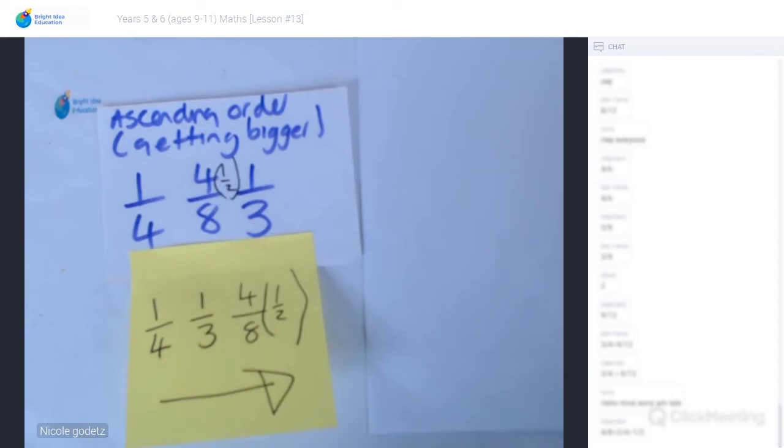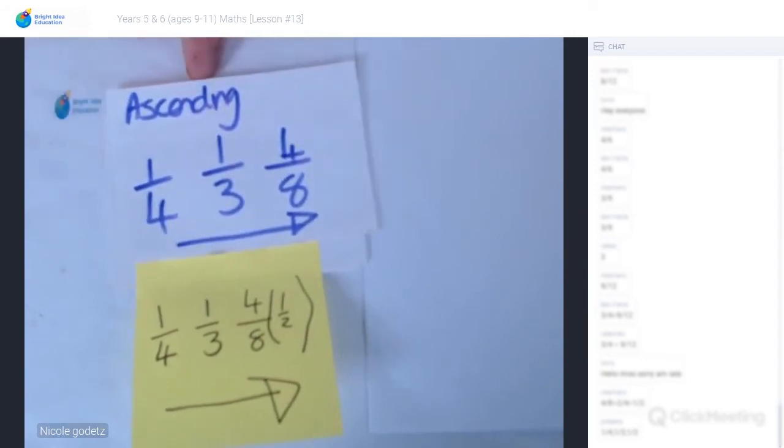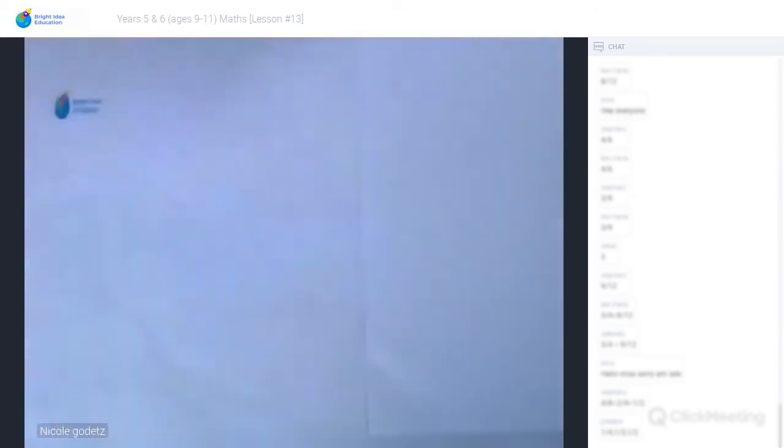Well, a quarter is the pie shared by 4. A third is the pie shared by 3. Half is a pie shared by 2. You get much more. So in ascending order, there they are: a quarter, a third, and then 4/8. So look for the easy bits, making life easy for yourself.